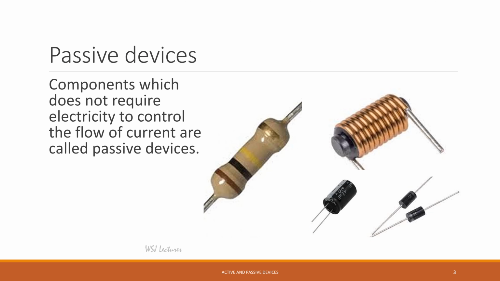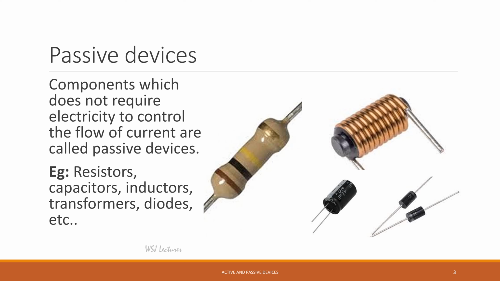Passive devices. Components which do not require electricity to control the flow of current are called passive devices. So these passive devices do not require any external power supply to control the flow of electrons through the device. Examples are resistors, capacitors, inductors, transformers, diodes, etc.